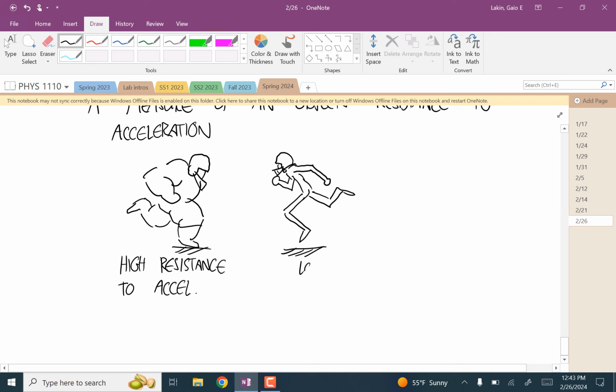The lighter guy has a low resistance to acceleration. A much smaller force can cause the same acceleration for this guy.